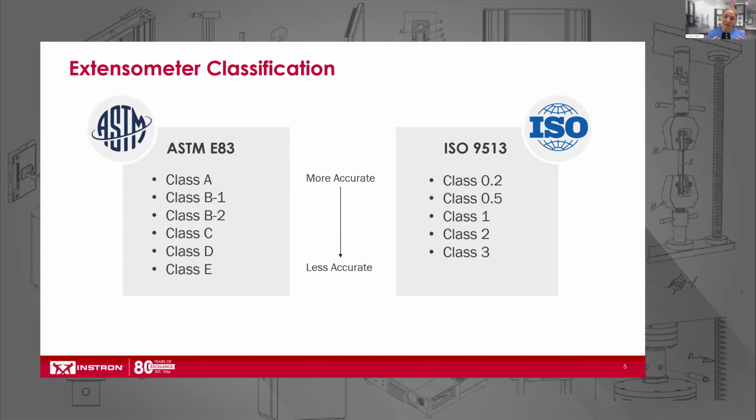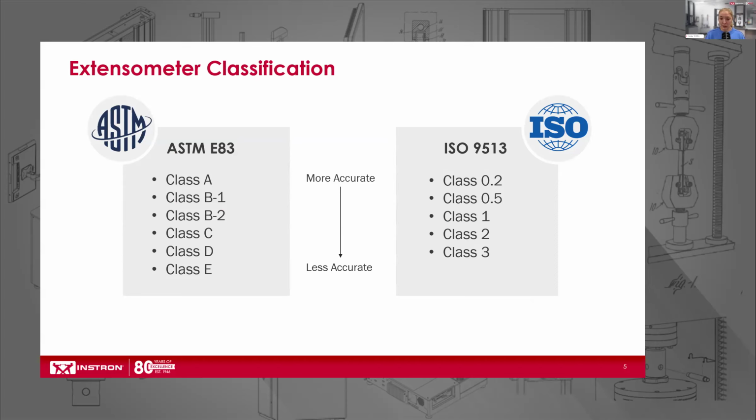If your testing standard requires an extensometer, it's likely pointing to ASTM E83 or ISO 9513. These standards outline how to classify and verify the performance of extensometers. They both specify accuracy limits based on relative and fixed errors to ensure you're getting a very reliable yield strength and modulus result. Both standards require extensometers to meet a specified error threshold across a measuring range.